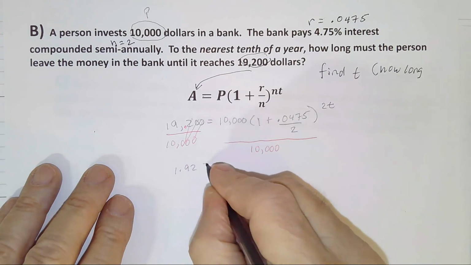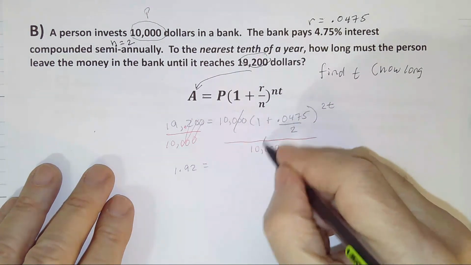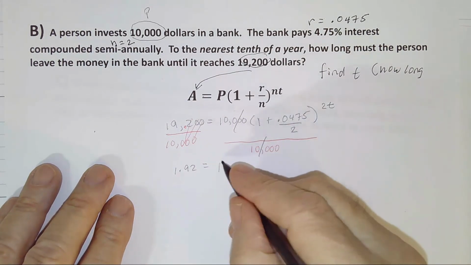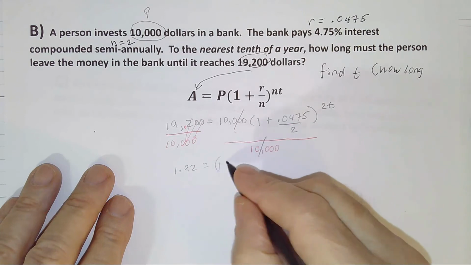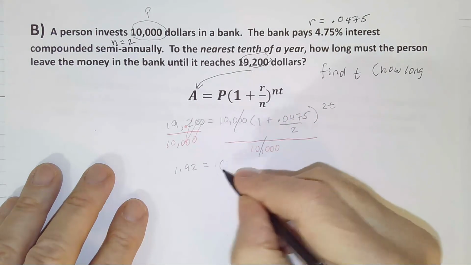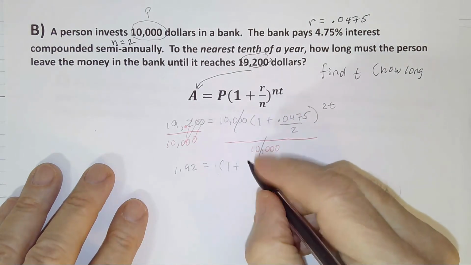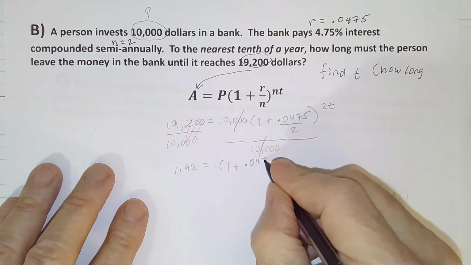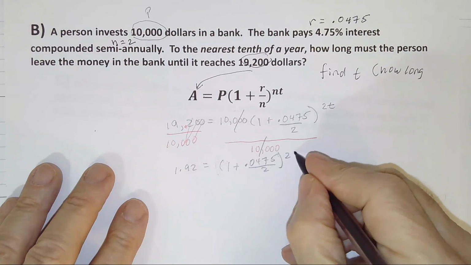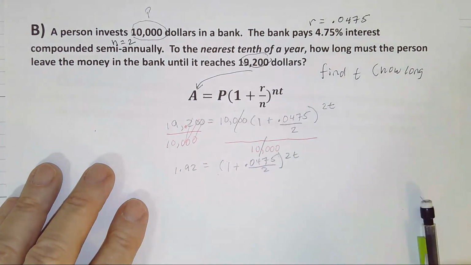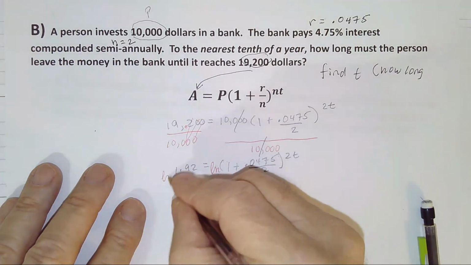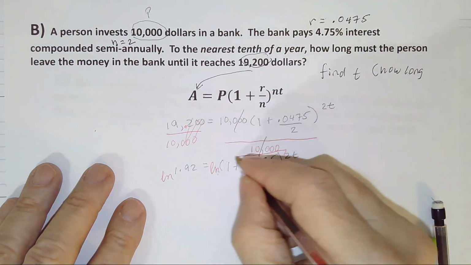And that equals, now this is going to cancel here and here. So it's going to equal 1 plus, and let's move this over because I've got to drop a natural log here. 1 plus 0.0475 divided by 2 to the 2t. And of course, what do I want to do? I want to do the natural log on both sides so that I can move this power over here, right?